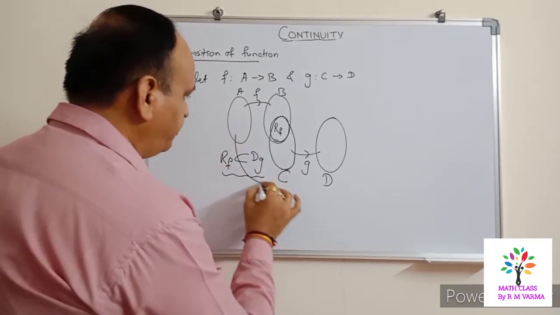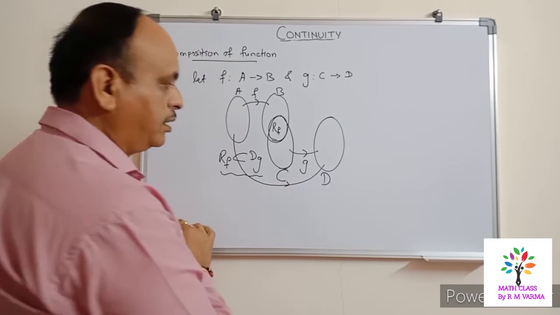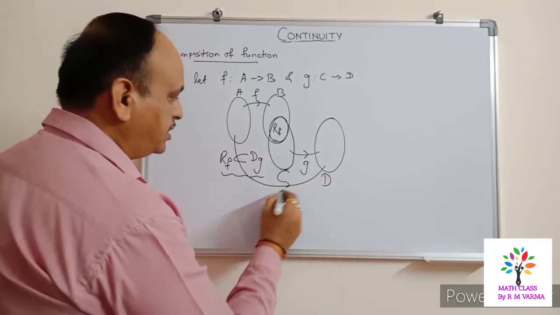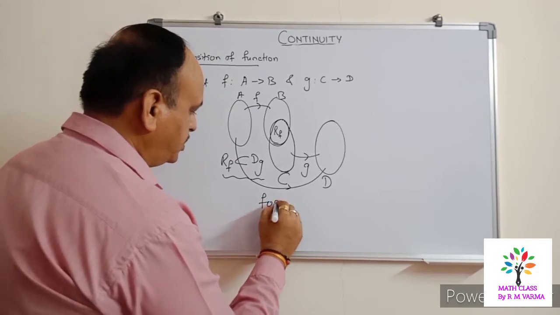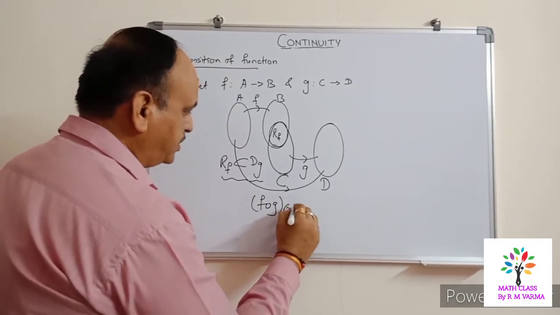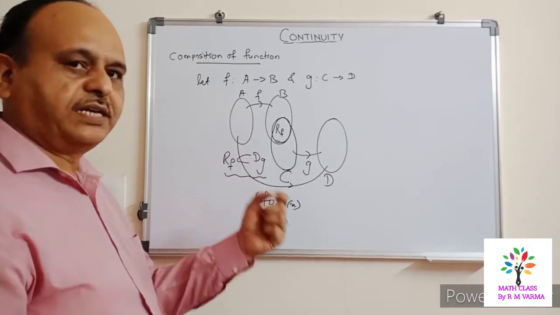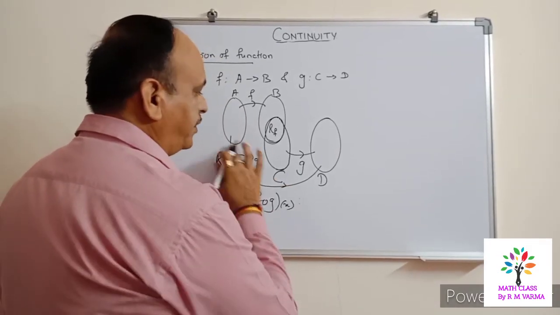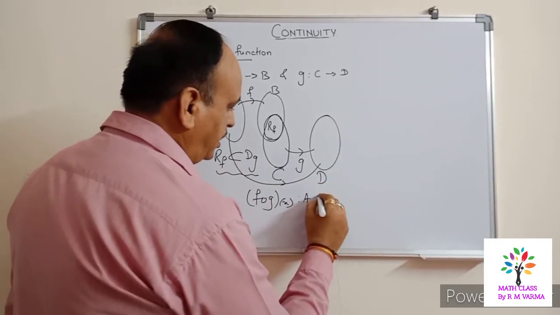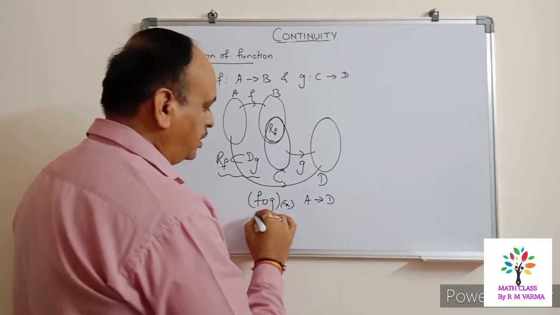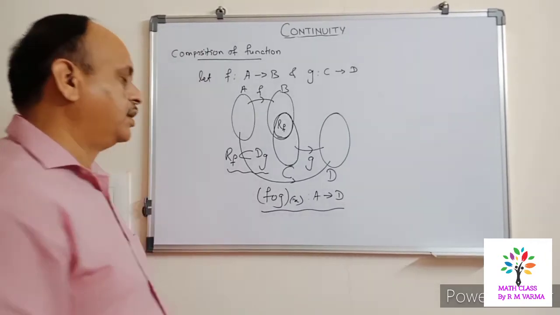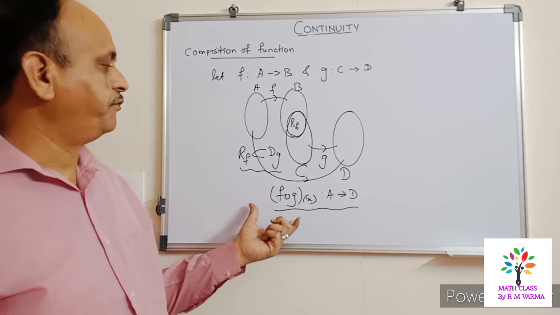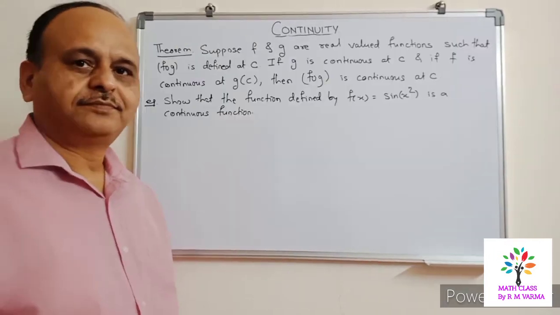So composition is from f to g. So composition takes place. So we say f composition g of x. So composition of two functions has taken place, and when we write it, it is from A to B. So this is how composition takes place. Now taking help of this composition of functions, we will solve a few sums of continuity.